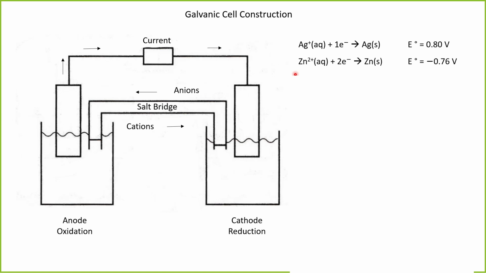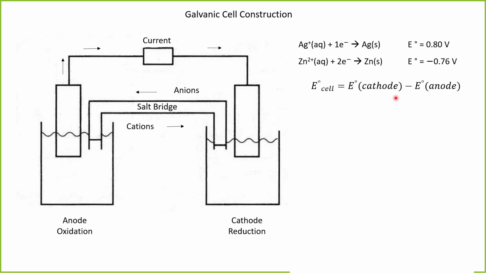Now, clearly, we cannot have both of these metals be reduced. Something is going to have to gain electrons, while the other is going to have to lose electrons. The question is, which one of these two reactions needs to be flipped to an oxidation? Well, the key is we are constructing a galvanic cell, which means current will flow spontaneously, which means when we calculate the E of this cell, it must be positive.